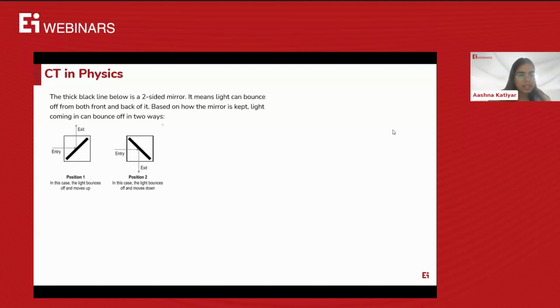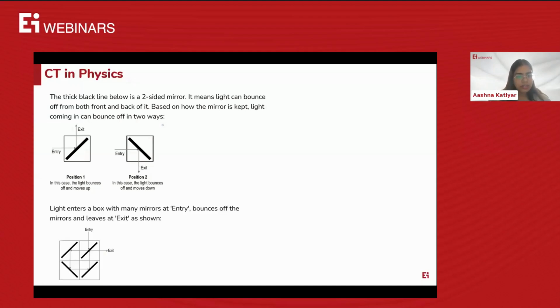The question says the thick black line below is a two-sided mirror. It means light can bounce off from both the front and back of it. Based on how the mirror is kept, light coming in can bounce off in two ways. In position 1, the light enters from the left side, bounces off the mirror, and exits at the top. In position 2, the mirror is placed differently, the light enters from the left side, then bounces off and exits at the bottom.